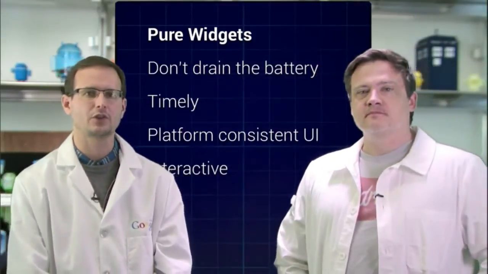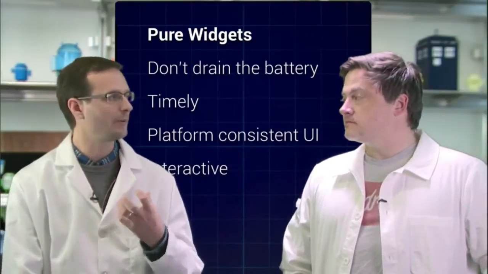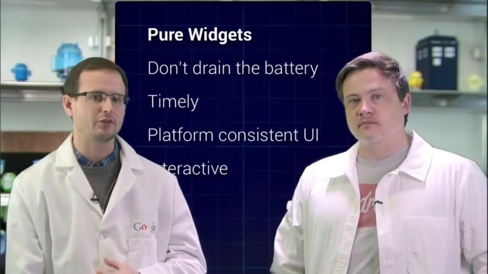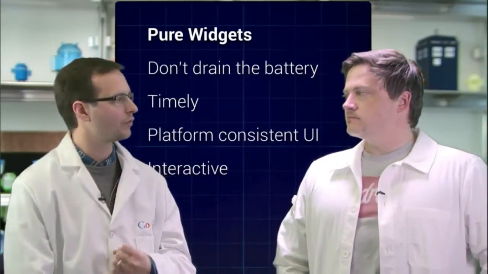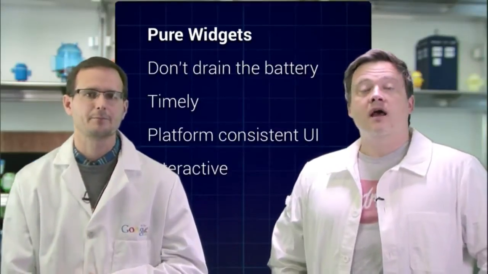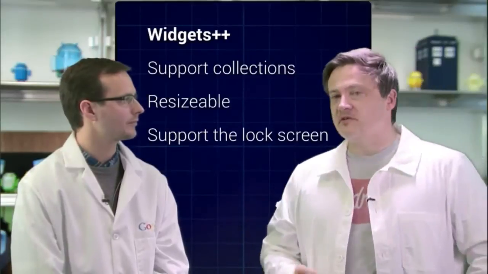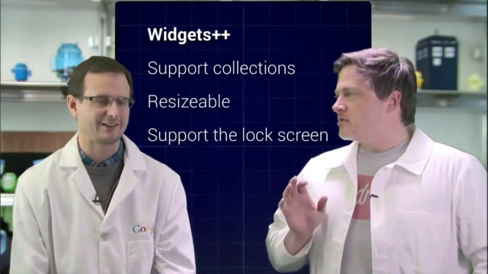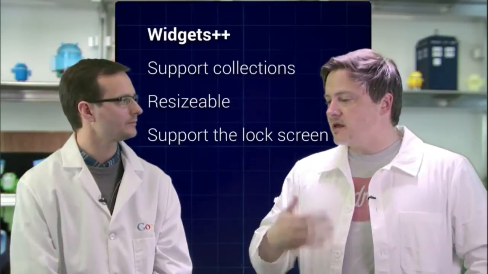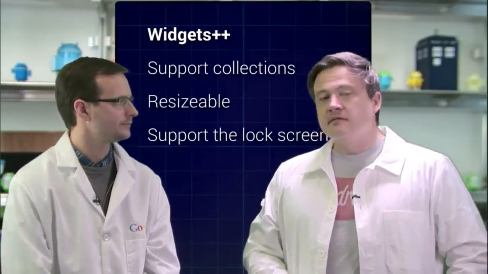Exactly. So it comes down to doing things like this: not draining the battery, making sure that they have timely, up-to-date information, that they have a UI that's consistent with the platform but is still representative of what your app is trying to do, and that they should be as interactive as they can be. Yeah, absolutely. It's really annoying to have a widget that's just sitting there being a larger version of a shortcut. You want to be able to not only put information on the screen, but also make it accessible. So for instance, the calendar widget does a great job of that.